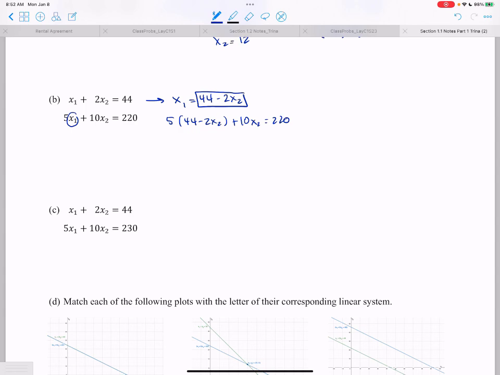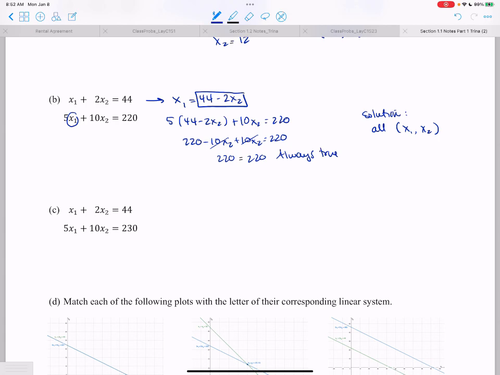And then distributing, I have 220 minus 10x2 plus 10x2 equals 220. Notice my 10x2's add to 0, and I get 220 equals 220. This is always true. It doesn't matter what x1 and x2 are, so the solution is all real numbers, or all ordered pairs. So I'm going to say all (x1, x2) where x1 and x2 are real numbers.